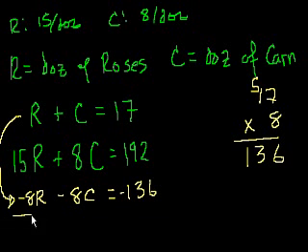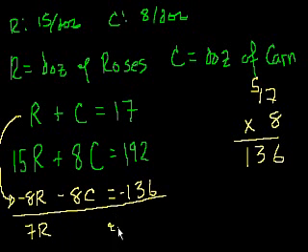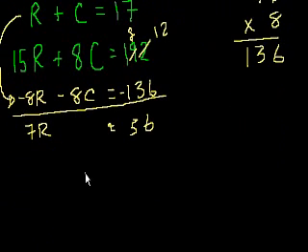And now we can add these two equations. 15 minus 8, 7r. 8c minus 8c is 0, and that was the whole point behind multiplying this top equation by -8, is equal to 192 minus 136. Let's see, do a little borrowing, or regrouping they call it now. That's 12. That's 8, so it equals 56. 7r is equal to 56, so r is equal to 8. So Sharada bought 8 dozens of roses, and that is choice C.